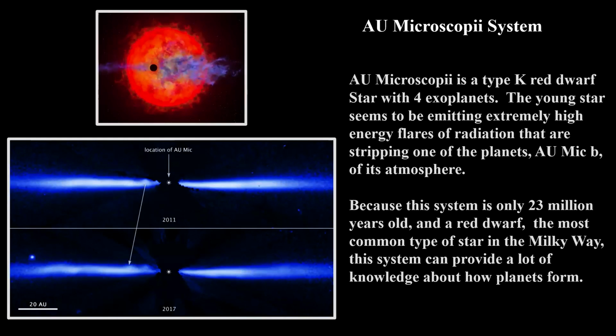The AU Microscopii system is only 23 million years old. AU Mic is a K-type red dwarf, the most common type of star in the Milky Way galaxy. Studying this system will provide a lot of information about how planetary systems form. The star is still producing high-energy flares of radiation, which is stripping the planet AU Mic b of its atmosphere. Researchers believe they are observing essential evolutionary mechanisms that most planets go through, which will allow us to understand the extremely early stages of planet formation and how the solar system formed.